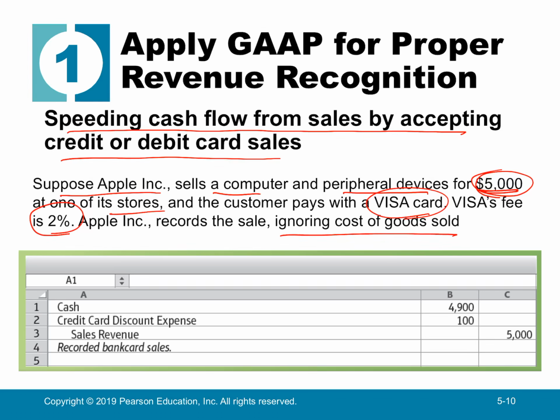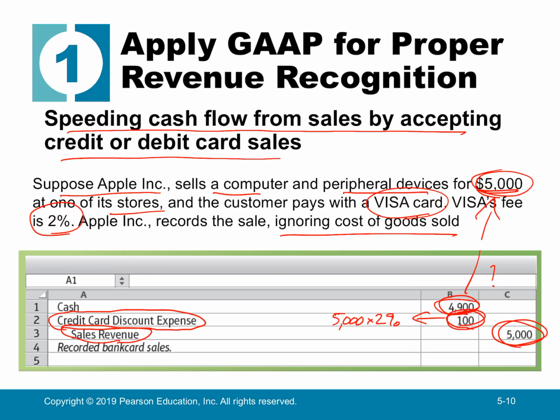Well, once you charge your Visa card, the bank is going to send Apple $4,900. Why not $5,000? Because they are charged a 2% fee, right? This $100 is just $5,000 times 2%. So they're charged this credit card discount expense, and they will show sales revenue for the full $5,000. So Apple sold $5,000 worth of stuff, but they only collected $4,900 in cash, and the other $100 went to an expense. This is a credit card fee or credit card discount expense. It can be called different things depending on the company and the textbook.